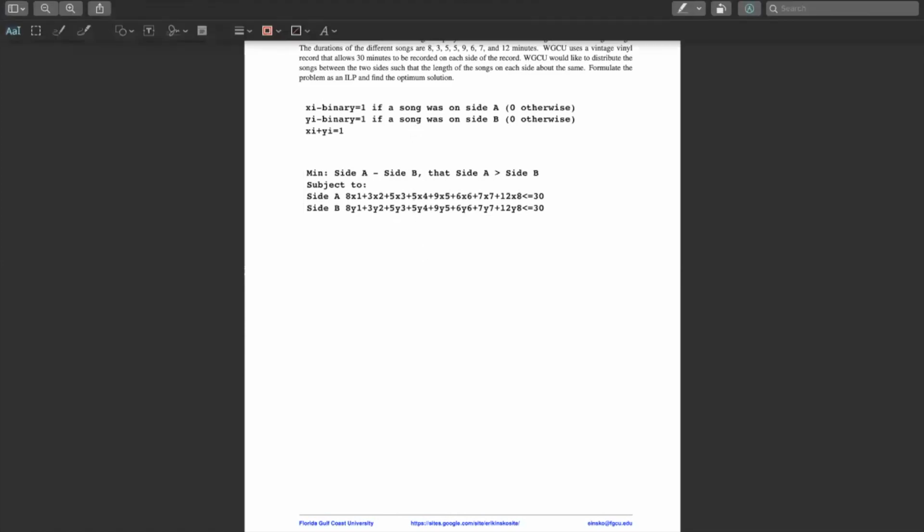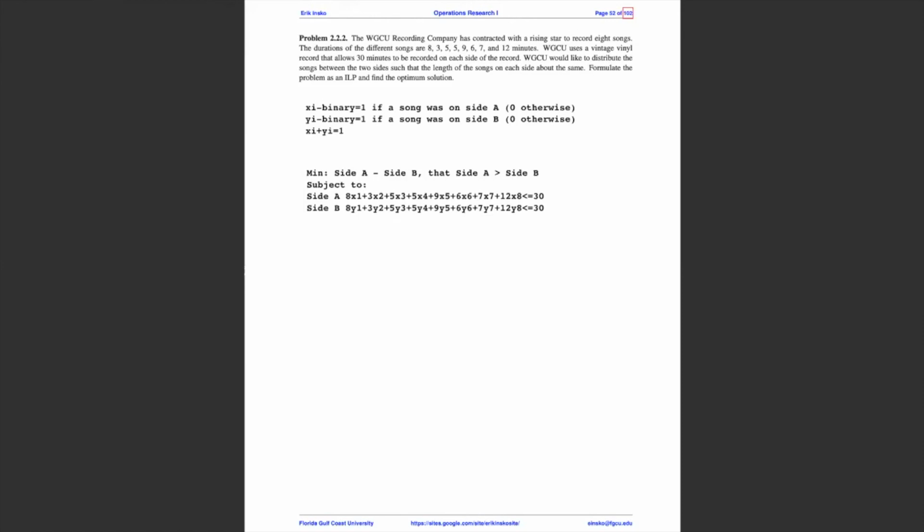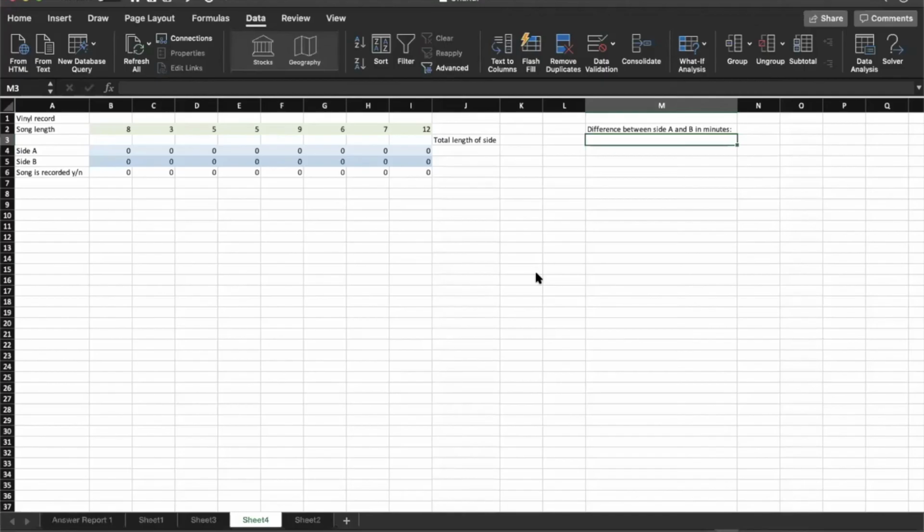So plugging this into Excel, just bear with me for a second. I have already prepared the table. So as you can see, I have song length, side A, side B, again a binary that shows if the song was recorded or not. All of the green is the length of each individual song.